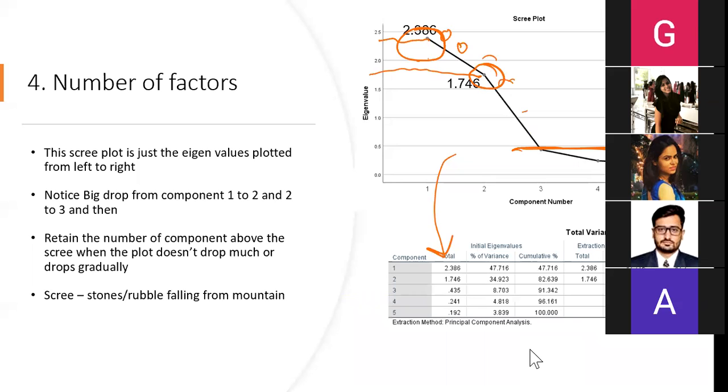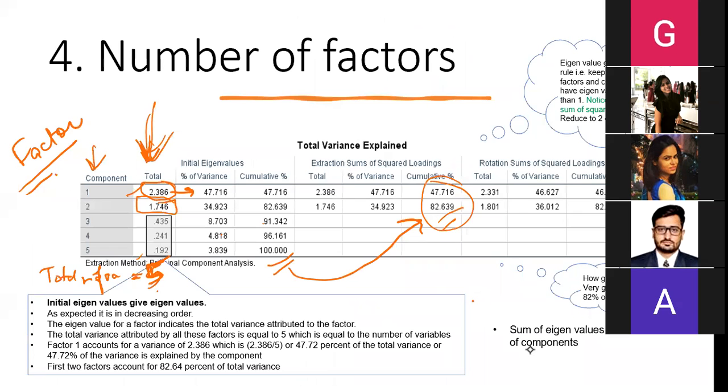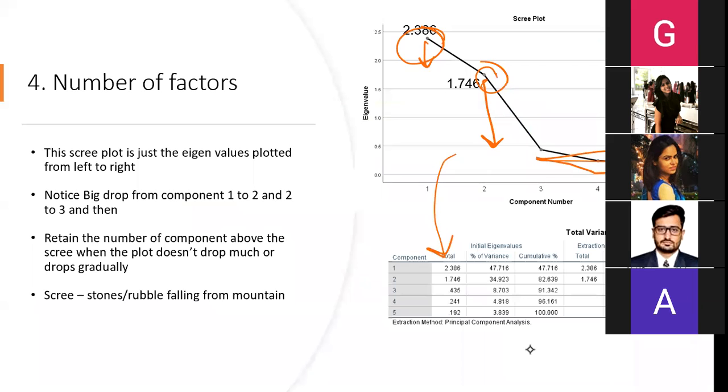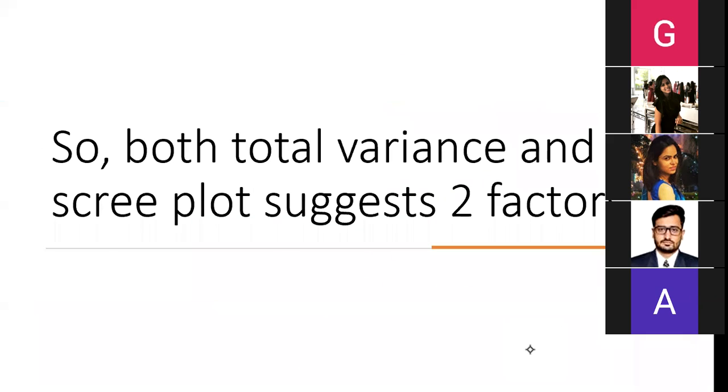Okay, so there's a big drop from this to this, and then there's a drop from this to this, but after that it's going flat. Okay, there's not much of a difference here. So you will see, take only 2 factors. In our variance output, how many factors came? 2 factors, right? This output is also telling us 2 factors, and our scree plot is also giving us 2 factors, so we should go with 2 factors.